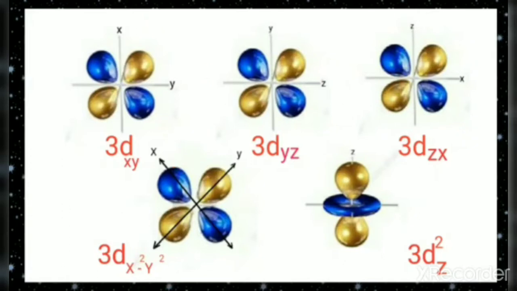But in the case of dz square, the orbital consists of two lobes along the z-axis with a ring of high density in the xy plane. You can see here there is a ring of high electron density in the xy plane. The shape of 3d orbitals is shown here. So in dz square, there is one lobe on the z-axis, and one ring at the center around the nucleus, of high electron density in the xy plane.